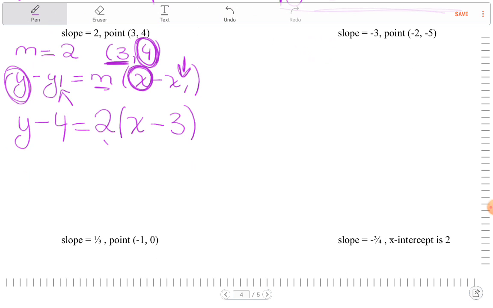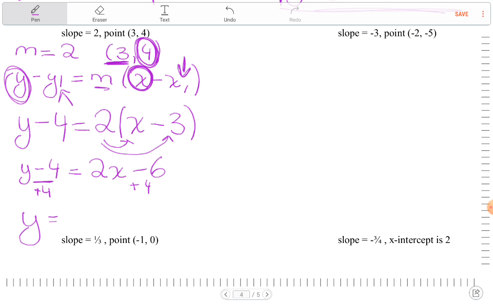The easiest way first is we're always going to distribute our slope first. So we have y minus 4 equals 2x minus 6. We're going to first bring it into slope-intercept form by adding the 4 on both sides. So the slope-intercept form of this line is y equals 2x minus 2. This is what we have in slope-intercept form. But I'm not asked to write the line in slope-intercept form. I'm asked to write it in standard form.